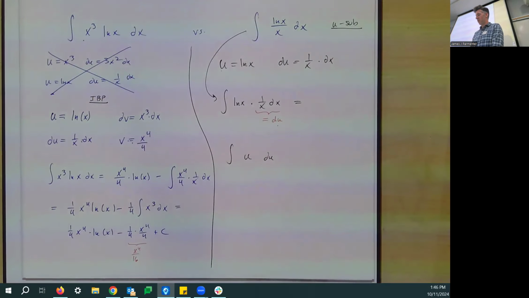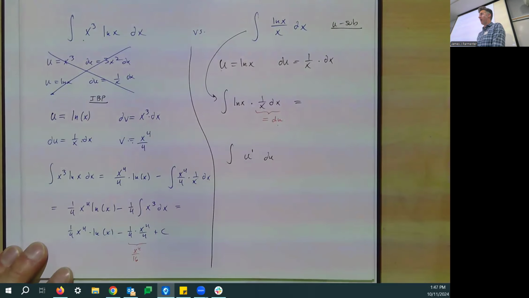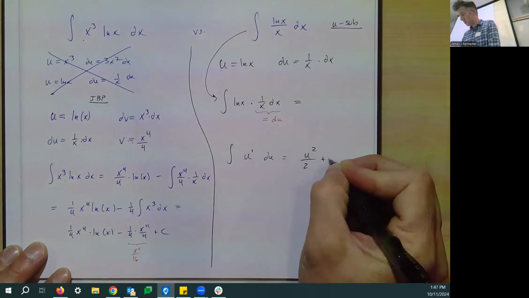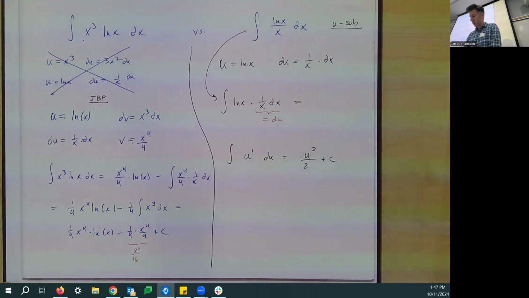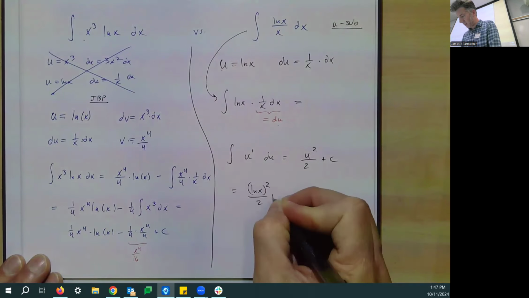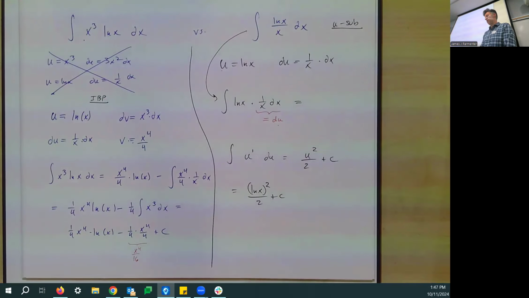Great, we know how to anti-differentiate u to a power. Add 1, divide by the new power. The u squared divided by 2 plus c, which is going to be the natural log of x quantity squared over 2 plus c. And I guess technically there's this.